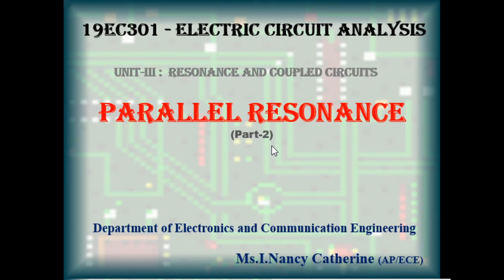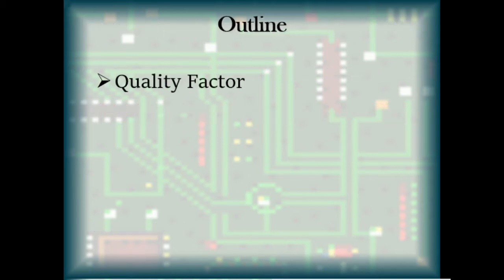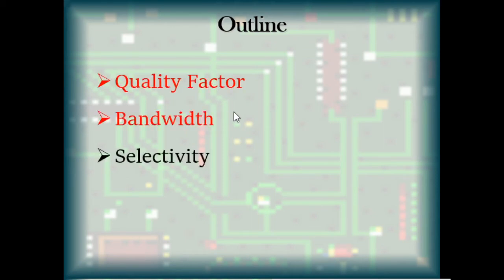In the previous video, that is parallel resonance part 1, we saw the resonant frequency of the parallel RLC circuit. So in this video, we are going to see the quality factor of the parallel RLC circuit, next the bandwidth of the parallel RLC circuit, and finally the selectivity of the parallel RLC circuit.